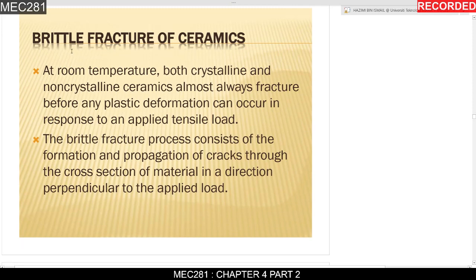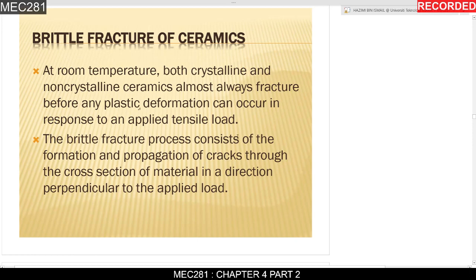Okay, these slides tell about the brittle fracture of ceramics. At room temperature, both crystalline and non-crystalline ceramics almost always fracture before any plastic deformation can occur in response to an applied tensile load. So at room temperature, maybe around 27 or 30 degrees, or from 20 to 30 degrees Celsius, just a normal temperature in your room. But in this case, we specify 27 as room temperature.